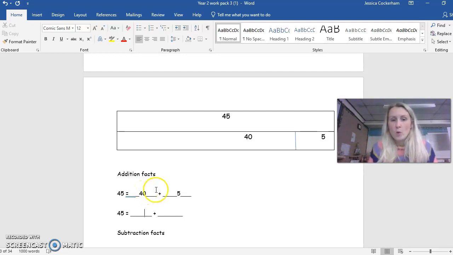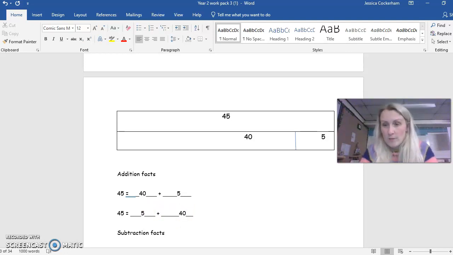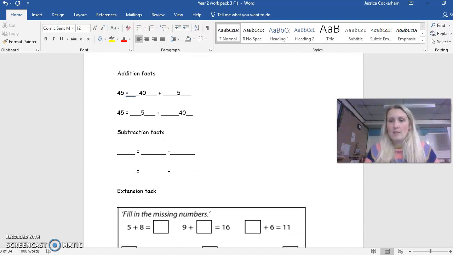So we know that 40 add 5 is 45. If we switch that around and do our 5 and our 40, it also equals 45. It doesn't matter which way round the addition goes, it will always give you the same answer. That means it is commutative. Can you say commutative? We've spoken about that in our classroom before, haven't we? It is commutative.